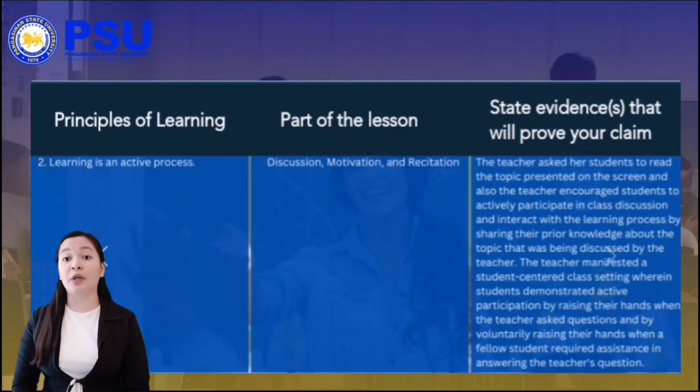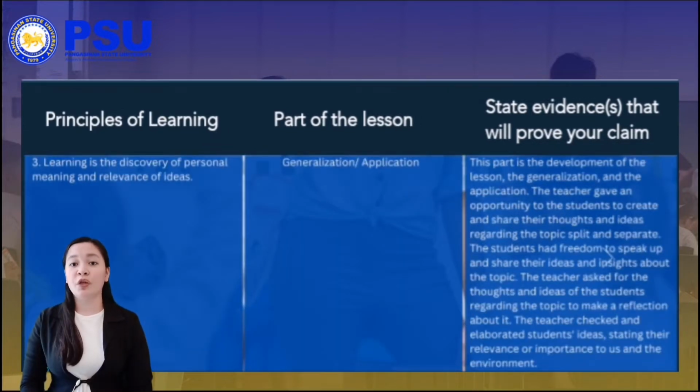Principle Learning 2 was evident during discussion, motivation, and recitation. The student-centered class was manifest. Active participation was encouraged and evident throughout the class. The students read, recited, shared prior knowledge, and displayed a sense of volunteerism to give assistance to their fellow learners.